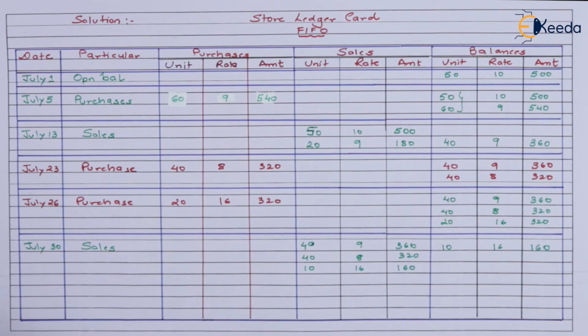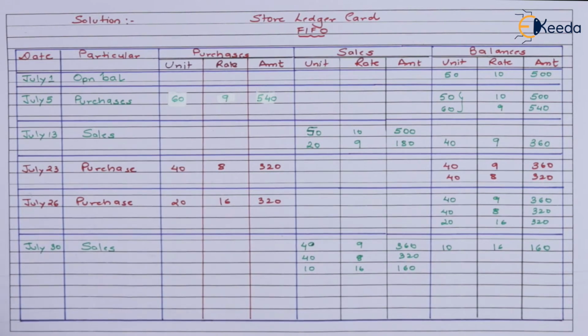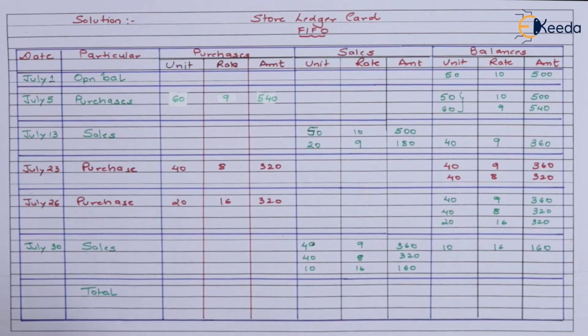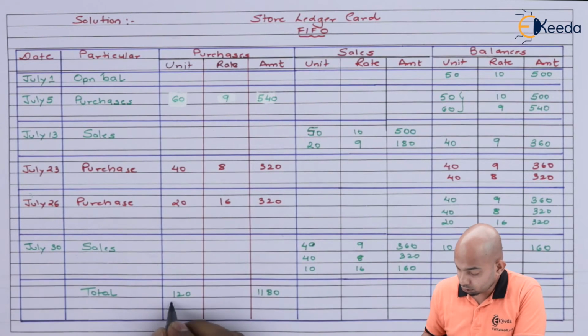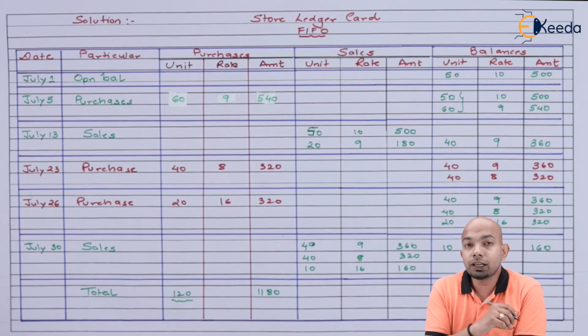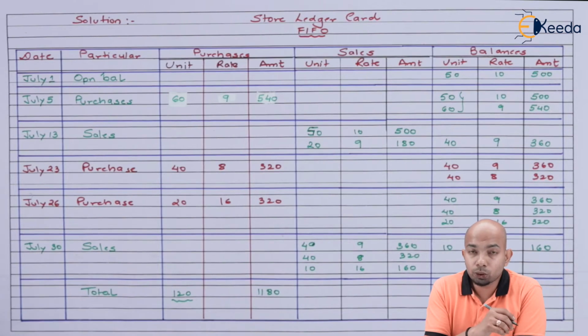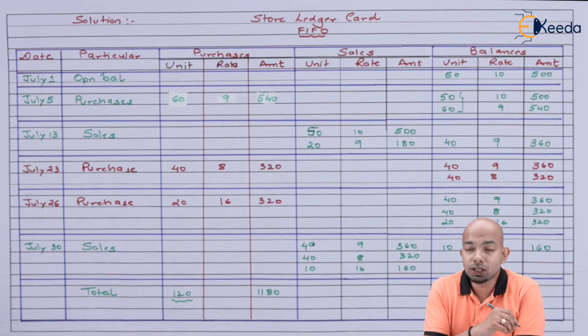So the last part that we'll be doing here is totaling all the amounts. Now, when it comes to total, you will only total the quantity and the amount here. No rate totaling to be done. This is only as per FIFO that we have done here. So when it comes to purchases, the total amount of purchase has been done and the quantity has been also mentioned. 120 quantity has been purchased along with opening balance, and 1180 is the amount for it.